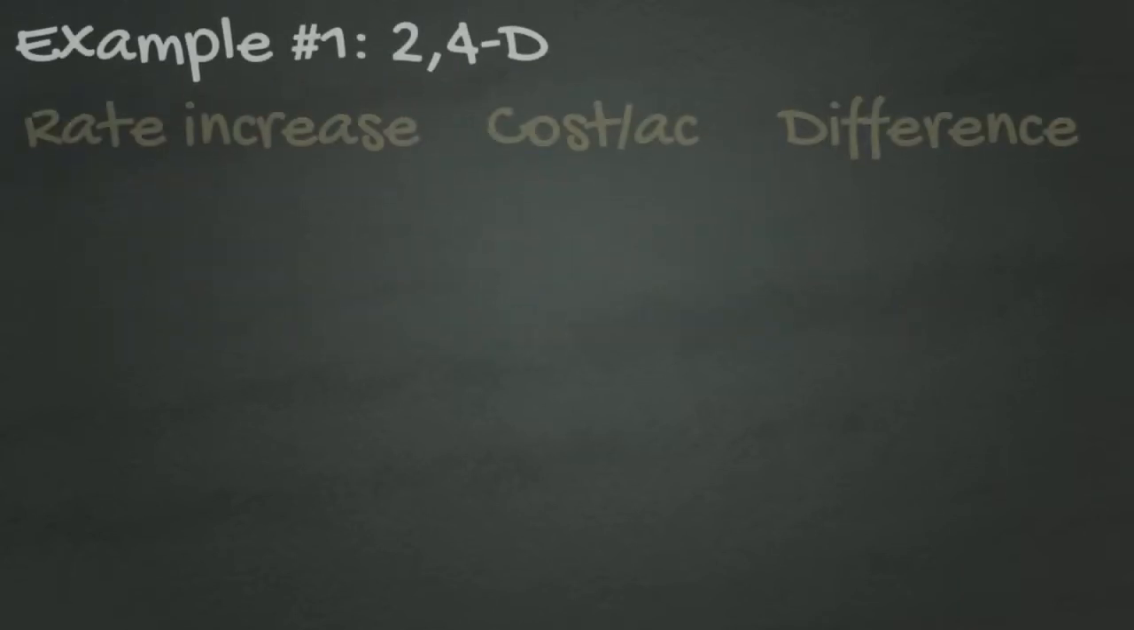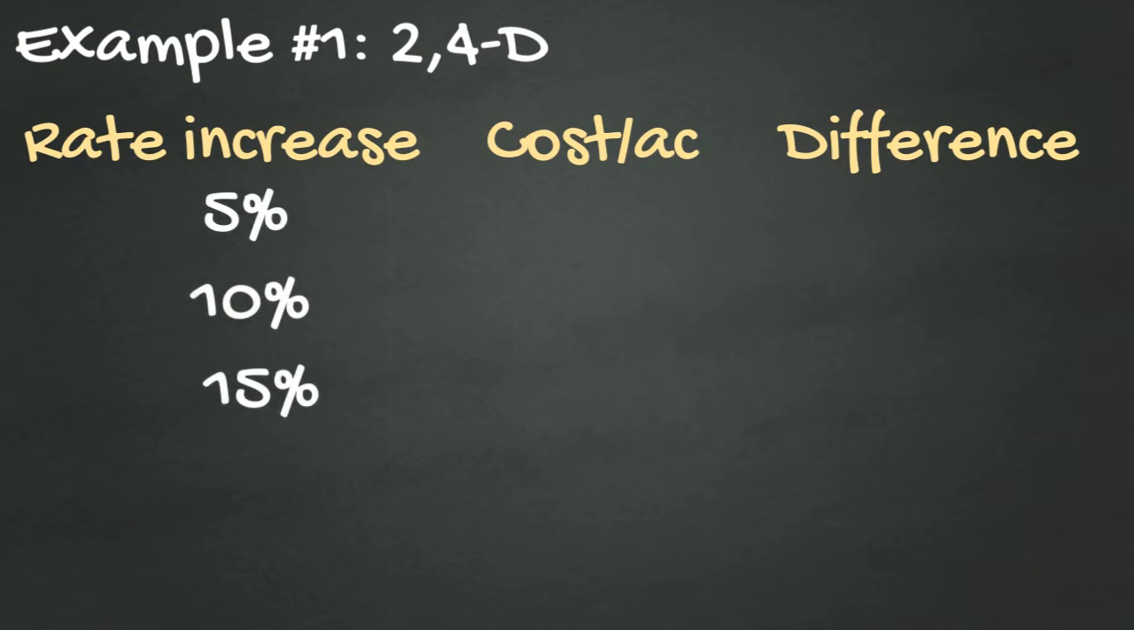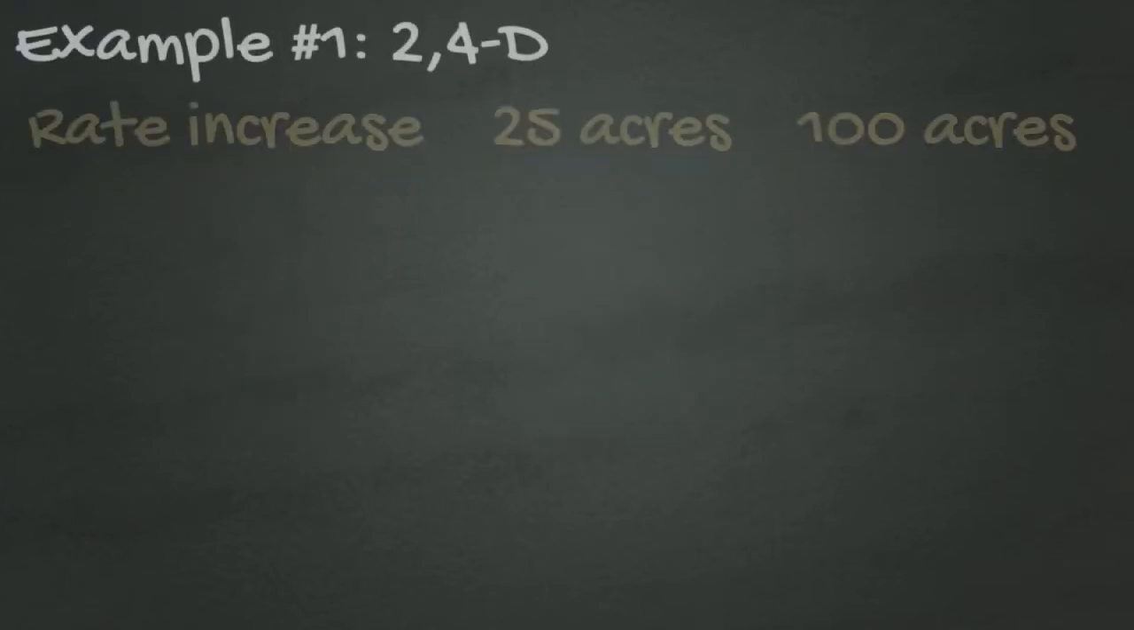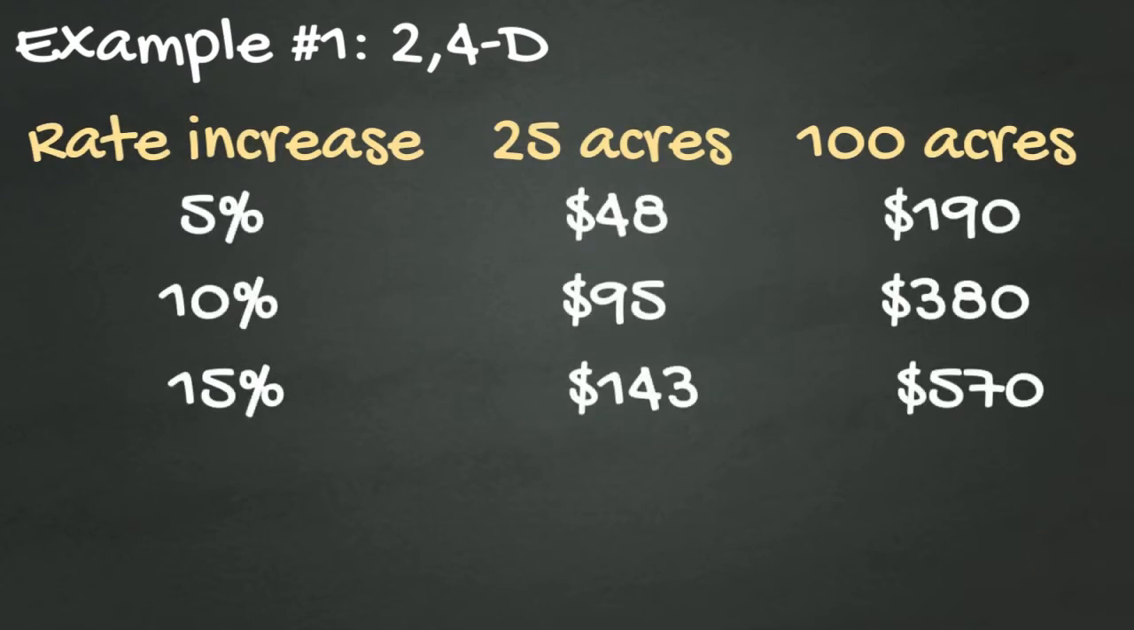For our scenarios today, let's consider misapplication of the chemicals at 5, 10, and 15% above the recommended rate. Over-applying 2,4-D would increase application costs to roughly $40 to $44 per acre, a difference of approximately $2 to $6 per acre. This may seem minimal, but if we scale this up to 25 or 100 acres, you can really see the economic impact of over-applying the herbicide.